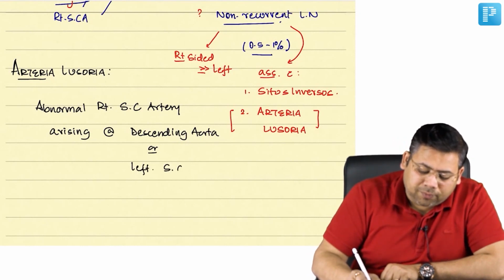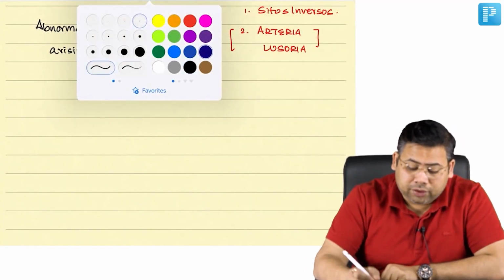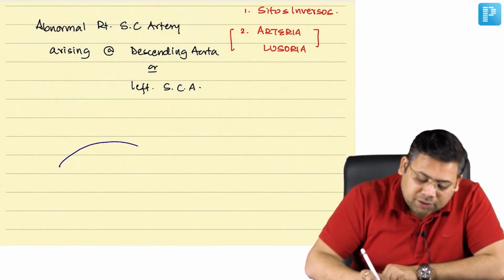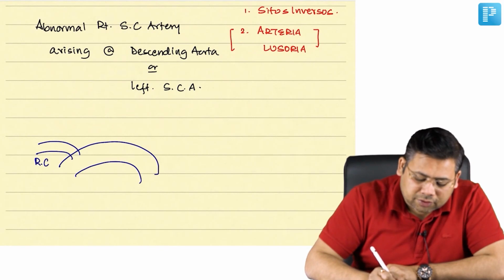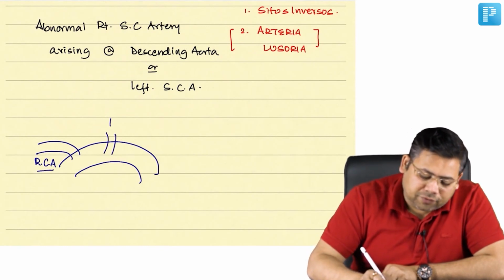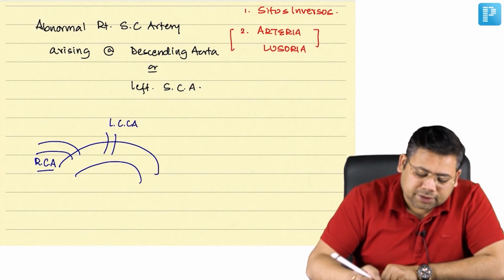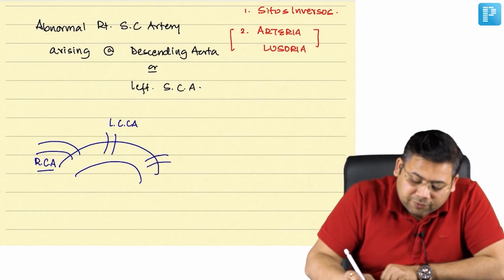Now what is the problem? I'll show this to you. The problem is very important. So this is the scenario that you are having. This is the right common carotid artery, this is the left common carotid artery, and then this is the left subclavian artery.